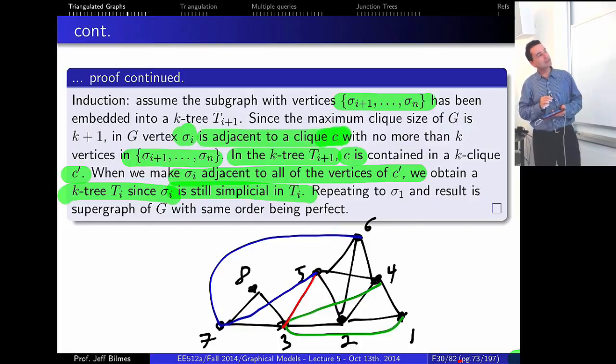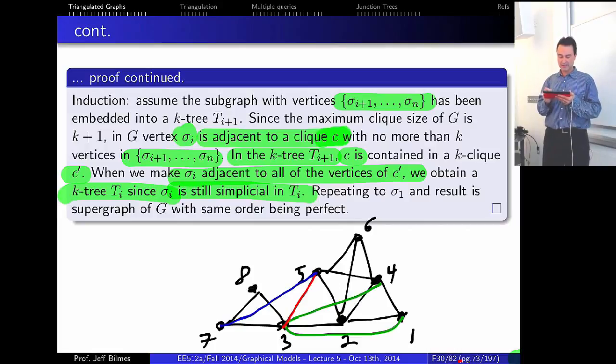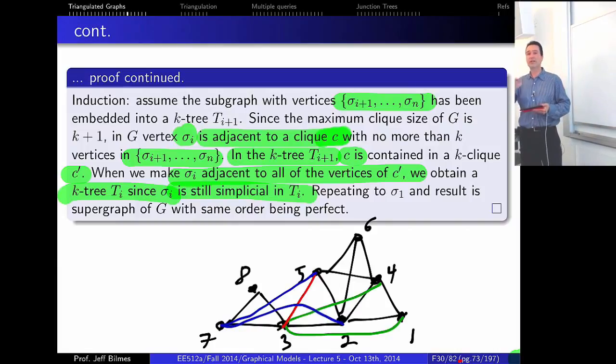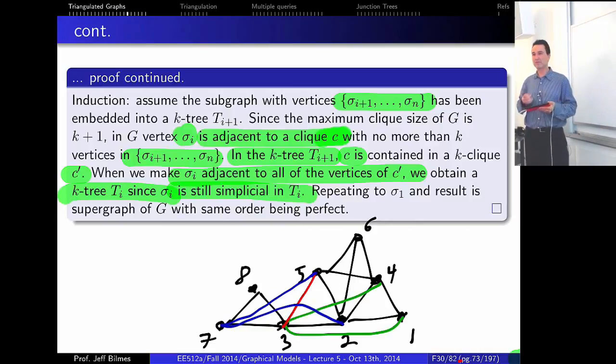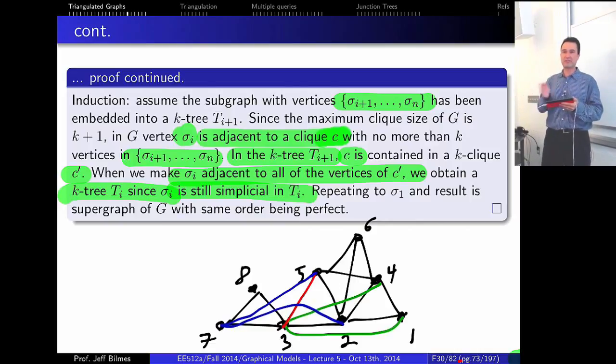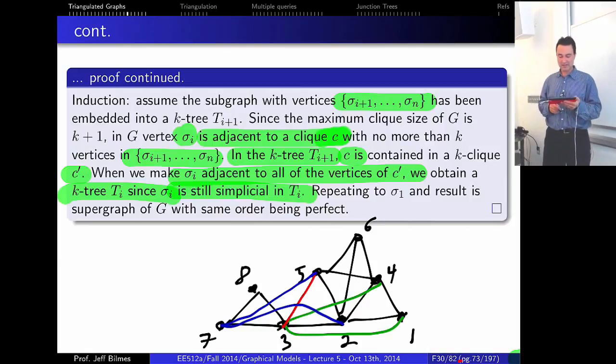So what about 3 and 6? Can't do that because 3 is not connected to 6. So we can connect it to 5, but we can't connect it to 6. We can connect it to 2 because it has to be connected to a clique, right? So now 7 is adjacent to 2, 3, and 5 in the set of previously constructed neighbors. So we can still have a long distance edge from 7 to 2, but maybe not quite as long distance as to 6.